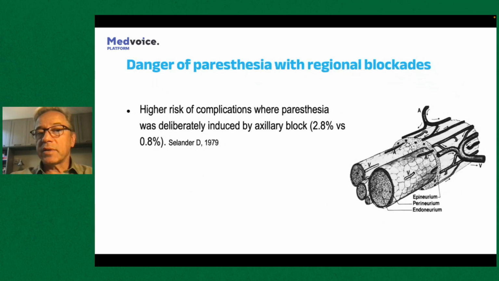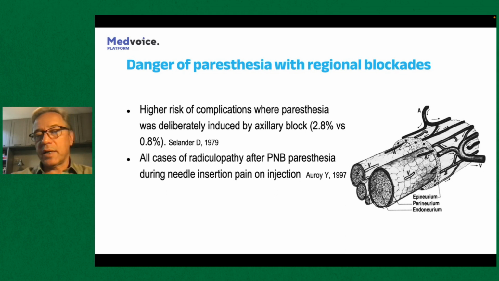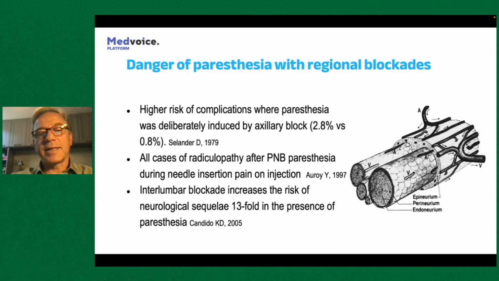What is the danger of paresthesia with regional blockade? It's been shown there is a high risk of complications where paresthesia was deliberately induced with axillary block, and complications were 2.8% versus 0.8%. All cases of radiculopathy after peripheral nerve blockade, paresthesia during needle insertion and pain on injection, were mainly due to paresthesia techniques. An intralumbar blockade increases the risk of neurological sequelae 13-fold in the presence of paresthesia.